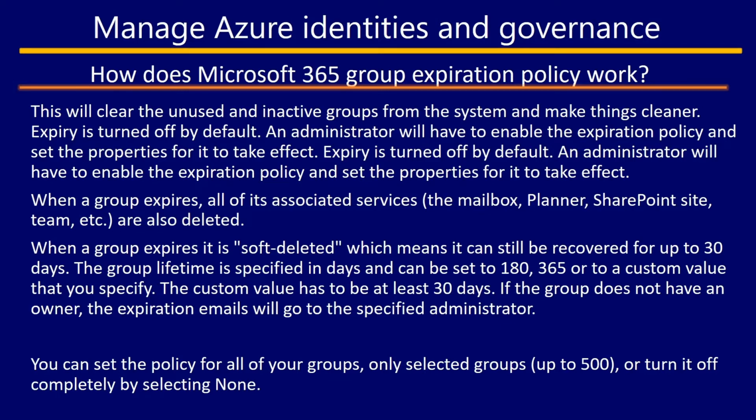When a group expires, all of its associated services, the mailbox, planner, SharePoint site, team, etc. are also deleted. When a group expires, it is soft deleted, which means it can be recovered for up to 30 days. The group lifetime is specified in days and can be set to 180, 365 or to a custom value that you specify. The custom value has to be at least 30 days.